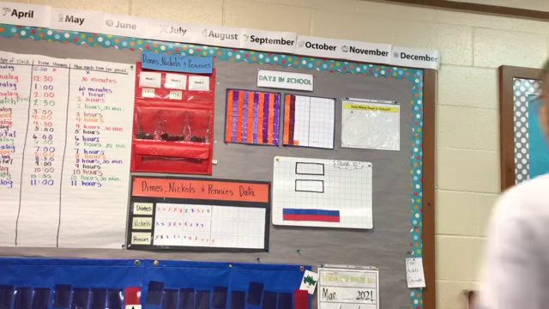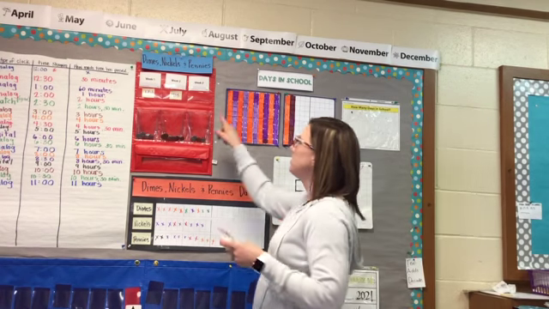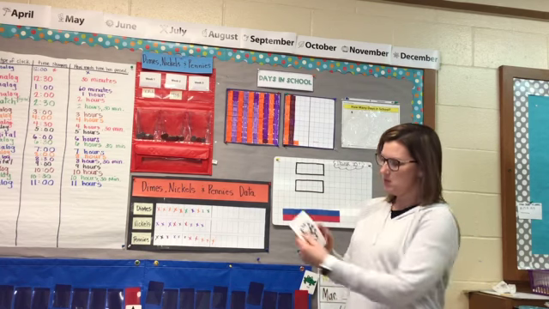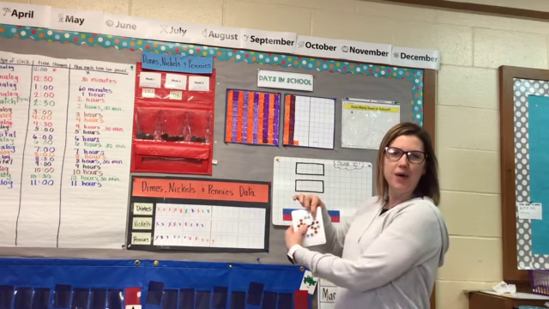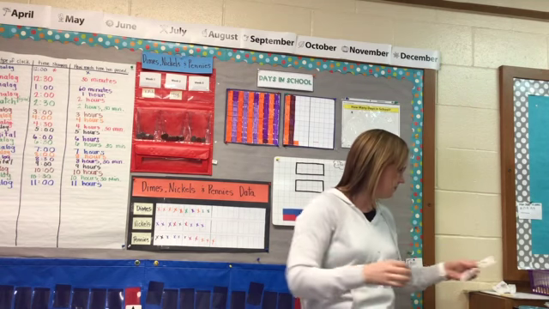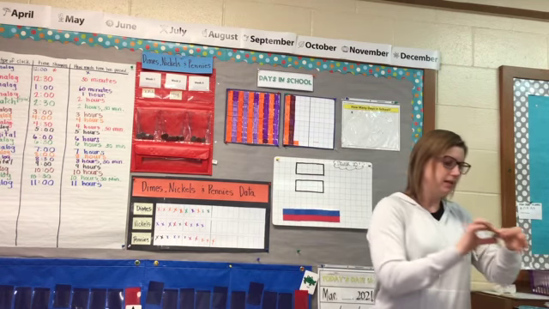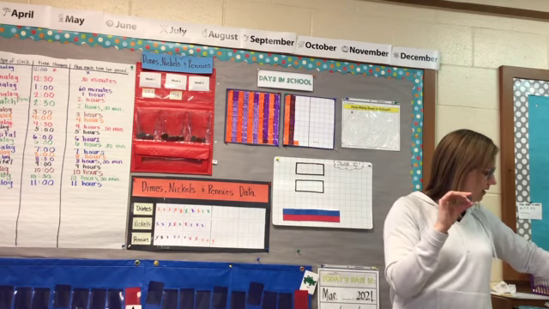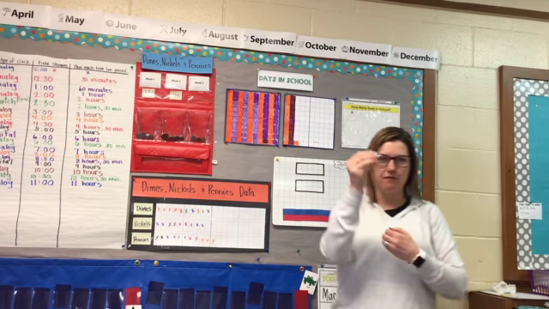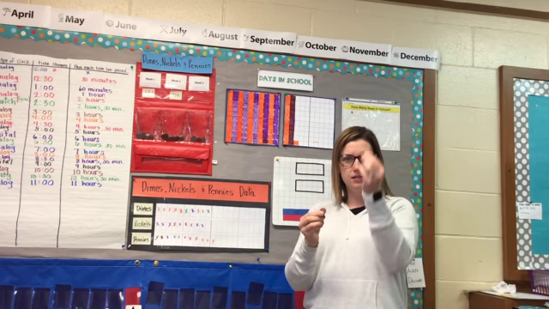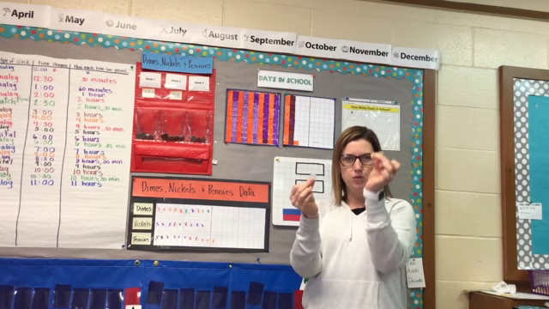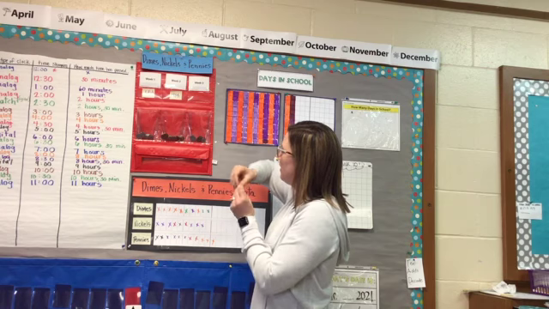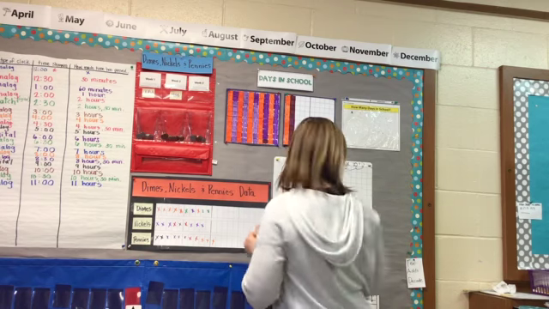Okay, so let's spin for our dimes, nickels, and pennies for week 3. So I spun, I landed on 1 nickel and 2 pennies. So we know a nickel is worth 5 cents. A penny is worth 1 cent. So I have 5, 6, 7, right? 5 plus 2 more is 7.